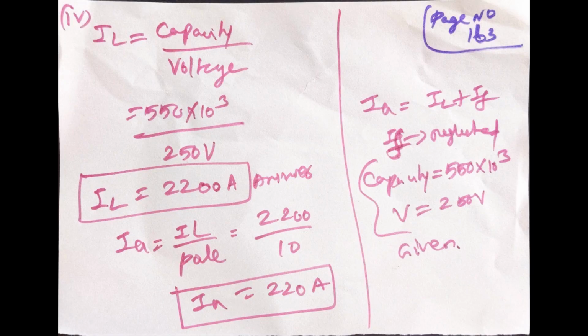Next, we find the IL value. IL is equal to capacity divided by voltage. Given capacity 550 into 10 power 3 divided by voltage 250. We obtain IL is equal to 2200 ampere. That is the answer. IA is equal to IL divided by pole, that is 2200 by 10, so IA is equal to 220 ampere. IA is equal to IL plus IF, IF is neglected. Capacity is 550 into 10 power 3, V is equal to 250. We obtain IA as 220 ampere.